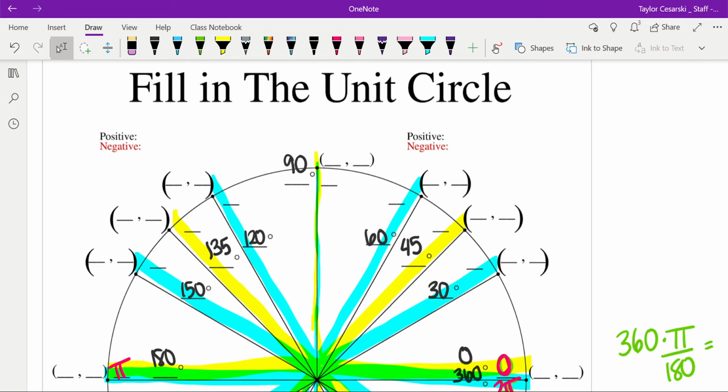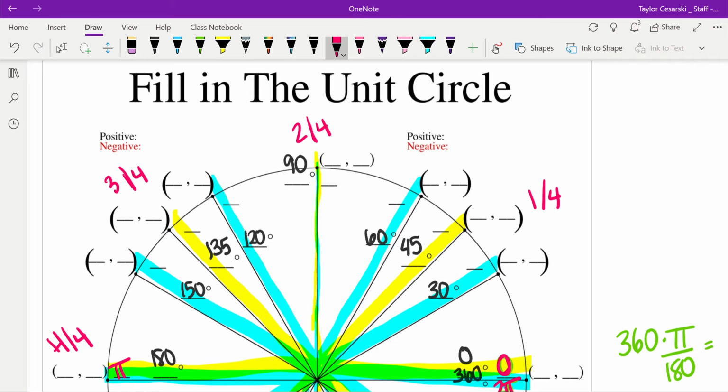So how many yellow lines do I have? I have 1, 2, 3, 4 to get to 1. Okay, so it's splitting it up into 4 parts. So in order to get to 1 pi, I have to split it up into 4 parts. So this is really going to be 1/4, 2/4, 3/4, and 4/4, or a whole pi.